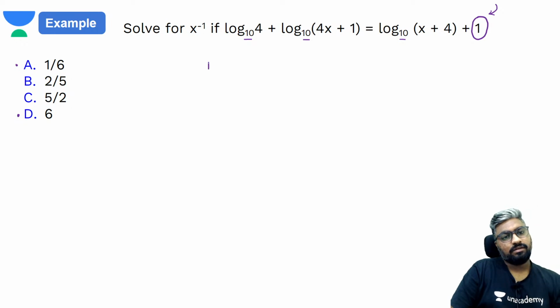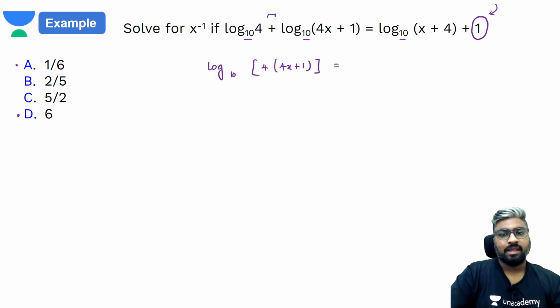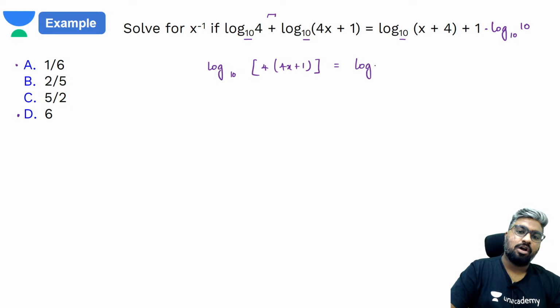We have log 4 to the base 10 plus log 4x to the base 10. Same base, plus in between, that means we have to multiply 4 and 4x, plus 1, correct? This is equal to what? Same, I can write 1 as what? Log 10 to the base 10. Yes, log 10 to the base 10. So what will happen here? Log of base 10, 10 into x plus 4.